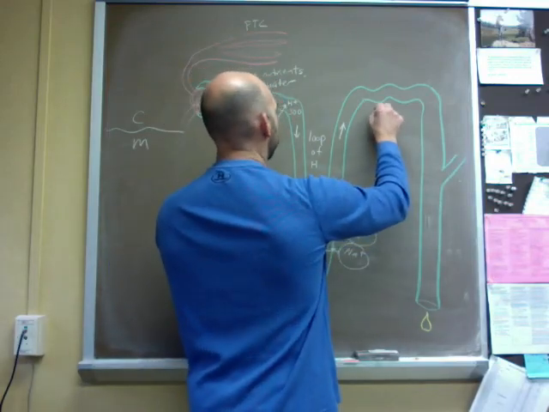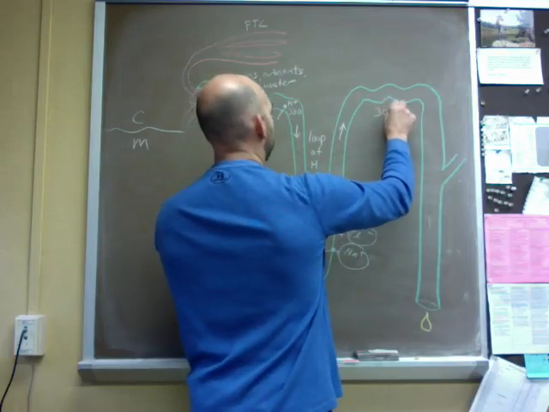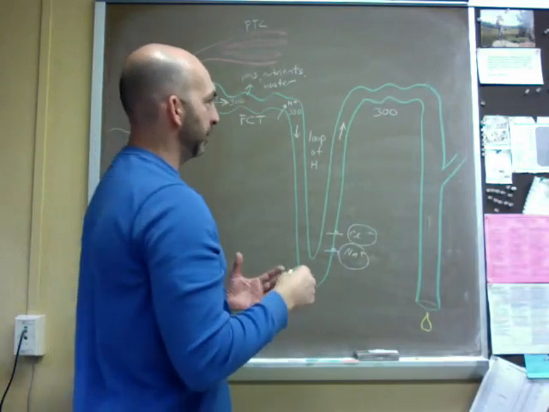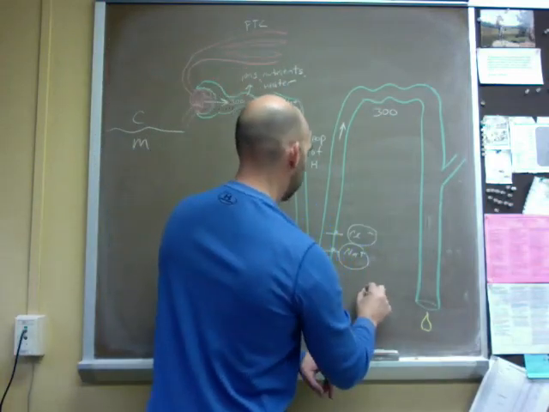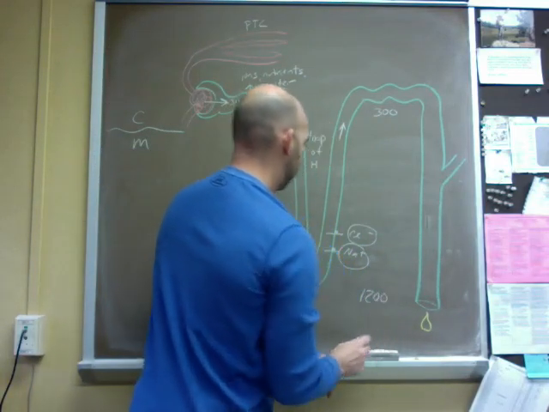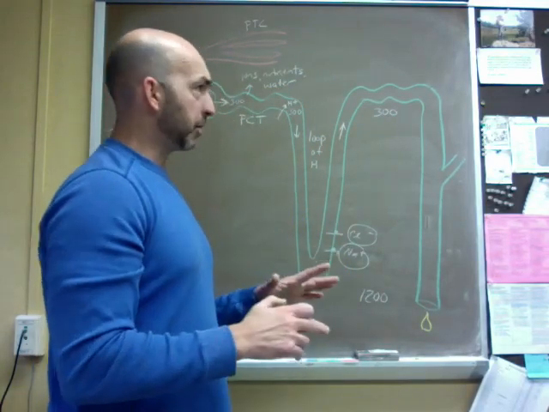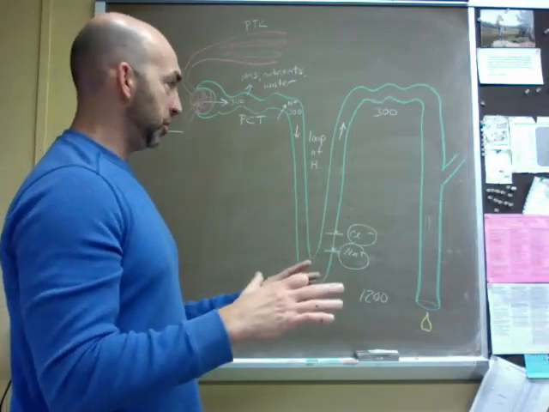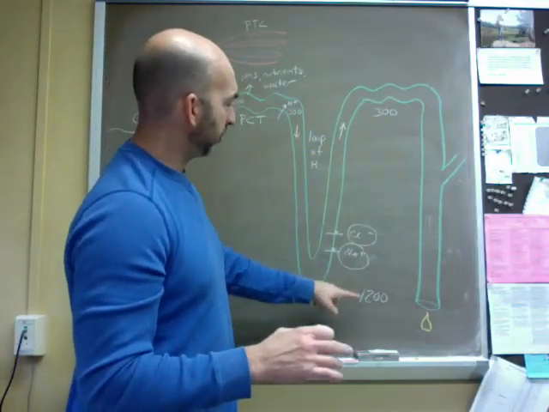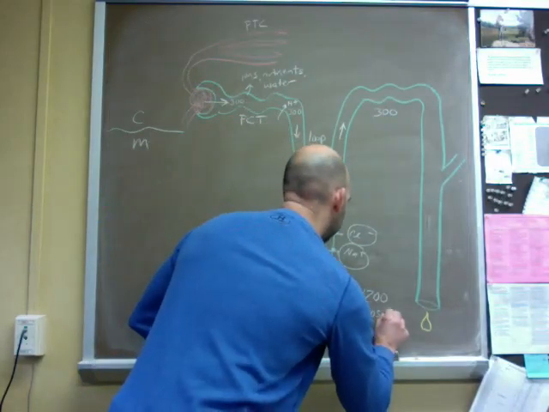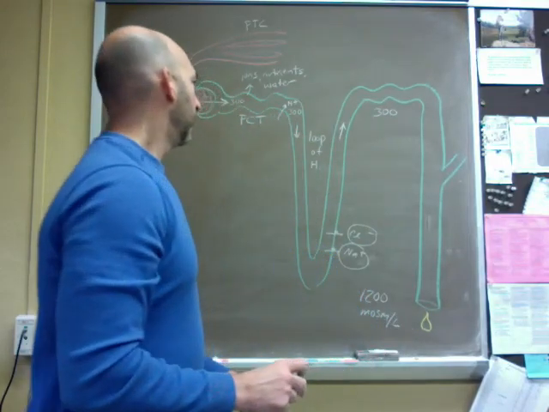And that gradient goes from about 300 up here in the cortex, interstitial solute gradient, right? 300 milliosmoles per liter, and then it's going to end up at about 1200 down here. Now, again, maximally, this can change, but sort of under optimal concentrating conditions, it'll go from about 300 to about 1200 milliosmoles per liter. Right?